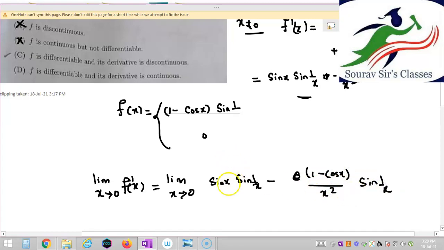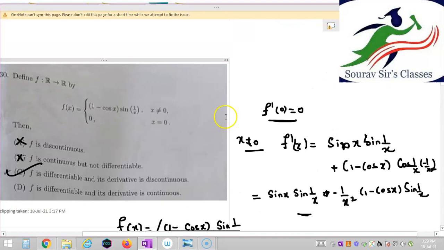Now observe that when you calculate this limit, 1 minus cos x would be 2 sin squared(x/2), and by x squared, so we can balance it, so that limit does exist. But cos(1/x) does not have a limit, so this limit does not exist. Okay, are you getting my point? So this limit does not exist, and hence I can say that option C, that f is differentiable but its derivative is discontinuous at x equal to 0, is our correct option. Okay students, so we have solved the question number 30.